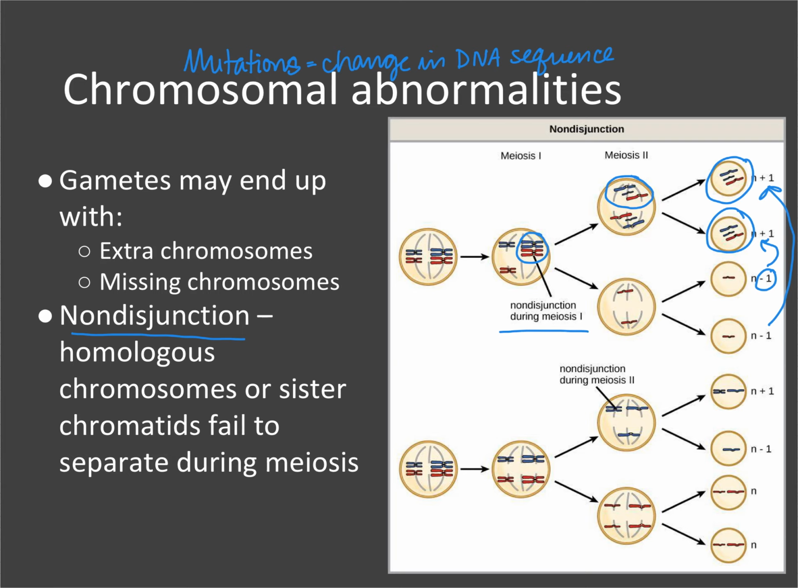If non-disjunction happens during meiosis 2, the sister chromatids do not separate properly. And so we might still end up with a gamete that has an extra chromosome and a gamete that's missing a chromosome, because these two sister chromatids right here should have separated, and they did not separate properly.